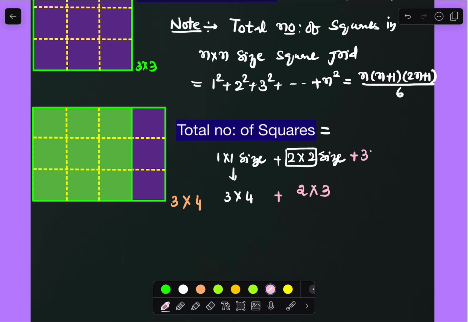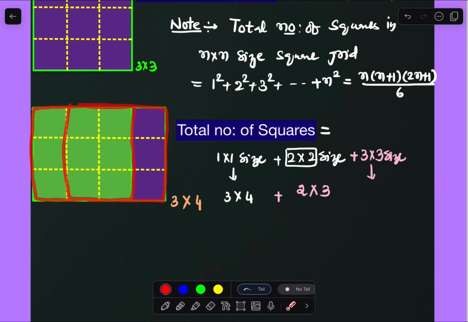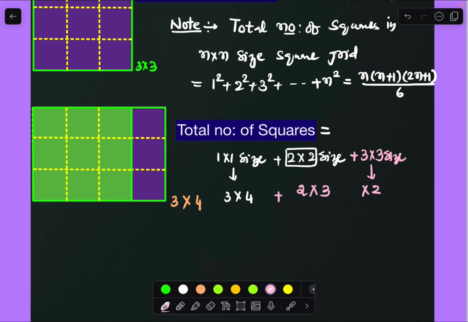And 3 by 3 size unit squares, how many are there? We want 3 by 3 size unit squares only. Here also the same thing. In one row, how many 3 unit squares are there? We can check it. It is 1 3 unit square, and one more 3 unit square, so 2 are there in one row. How many 3 unit rows are there? Only one is there, so I'm getting 2 into 1. We can get it as 2, right?